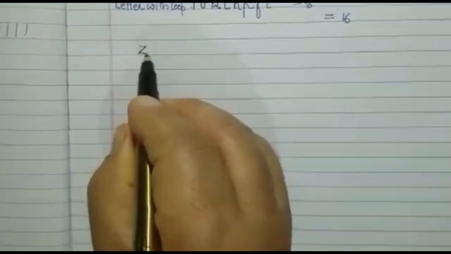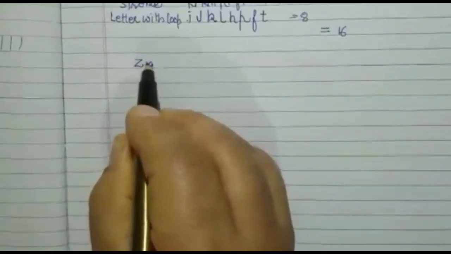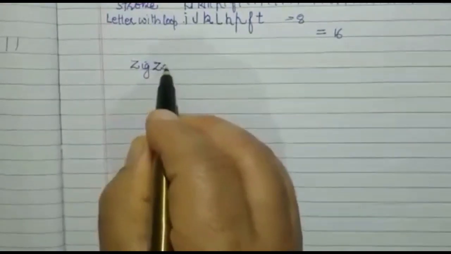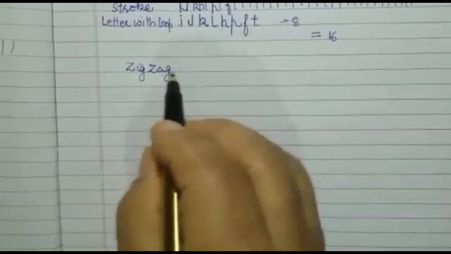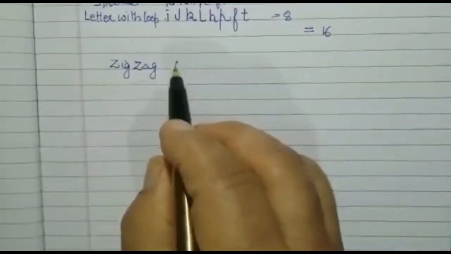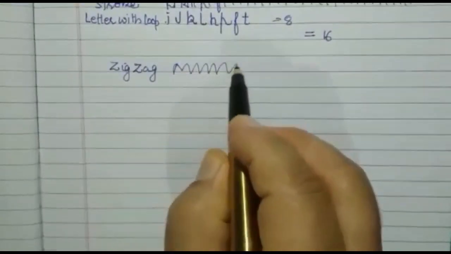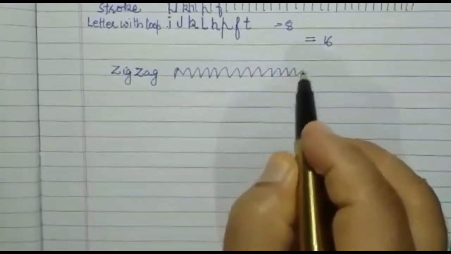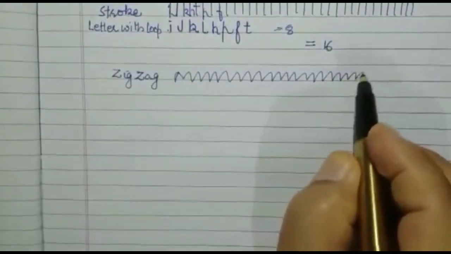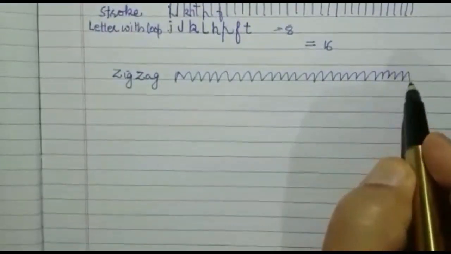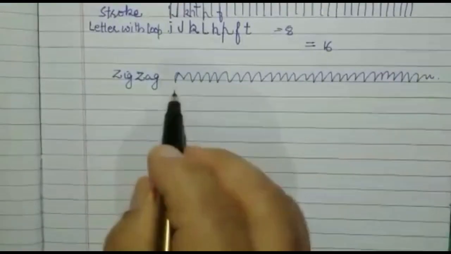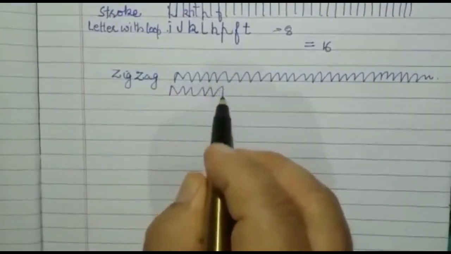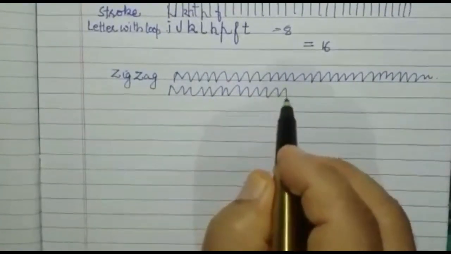Now the third one is zigzag letters. Zigzag is very simple. Small children love to draw like this. This should keep on going for a long period of time at a small age, like this.